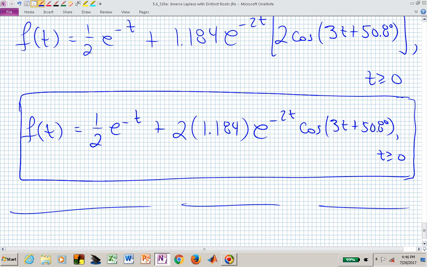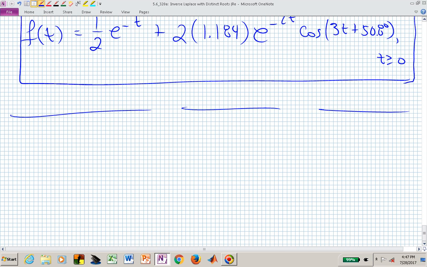Now you can see that you have a decaying exponential with an exponent of -1, and you have another decaying exponential on an oscillating piece where the decaying exponential is faster. It's e to the minus 2t compared with the exponential e to the minus t, but that e to the minus 2t has an oscillatory component determined by a frequency of omega equal to 3 and a little offset in time associated with that angle, 50.8 degrees.